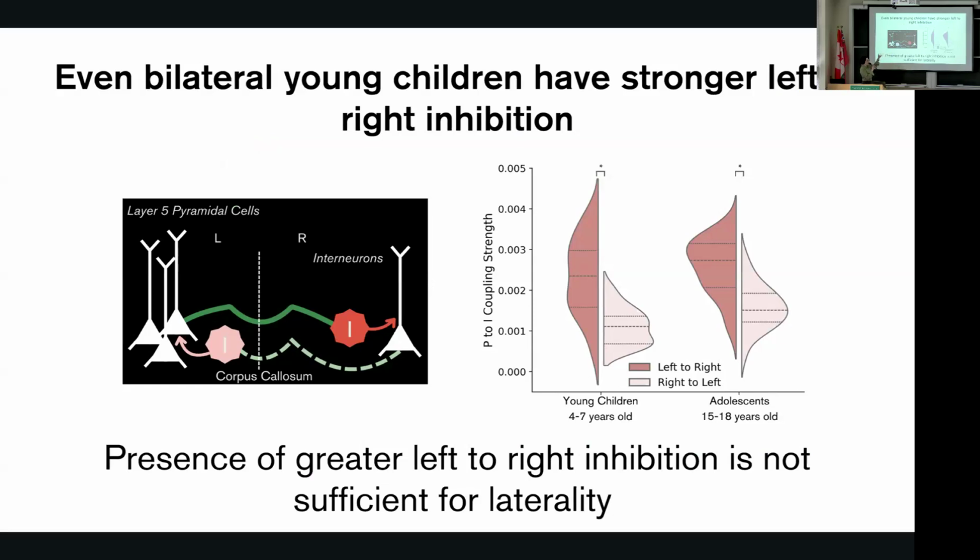But what we saw was that it's actually present in both. The interhemispheric inhibitory loop, where there is greater inhibition from left to right than from right to left, was present even in the young children who are bilateral. And so the question is then, what is exactly driving the difference between these two populations? It's that this interhemispheric inhibitory loop is not sufficient, which is what had been proposed in the previous studies and the mice study as well.